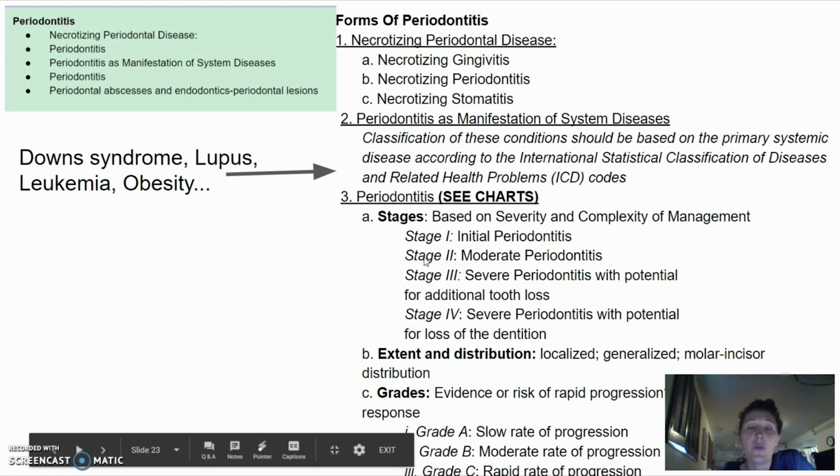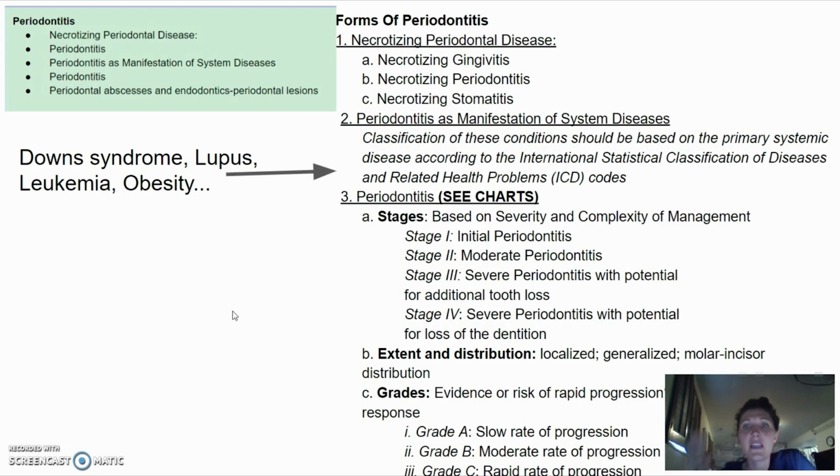And then with a stage, we're also going to give an extent. Is it localized, generalized? This molar incisor distribution is when we were looking at, like, juvenile periodontitis back in the day, where it was on the molars or those incisors. And then with each stage we're going to give patients a grade, which we'll go over. So, is the periodontitis progressing at a slow rate? Is it progressing at a moderate rate? Or is it progressing at a rapid rate? So I feel like we see this all the time, and I feel like we can incorporate this pretty easily, actually, as we go through these individually.